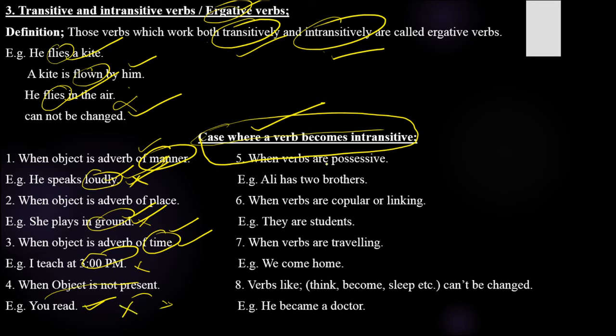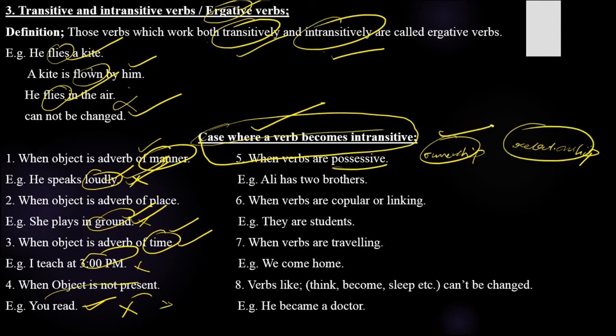Number 5, when verbs are possessive. Now see, I told you possessive verbs are those verbs which show ownership and relationship. Now when verbs are possessive, they show ownership and relationship and cannot be changed. Like Ali has 2 brothers, this cannot be changed into passive voice.